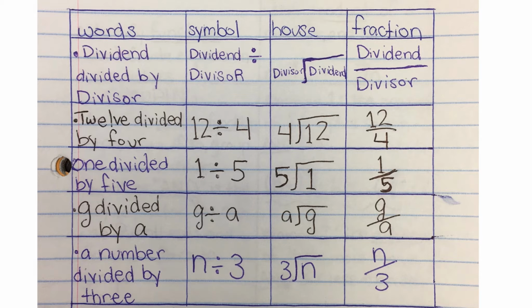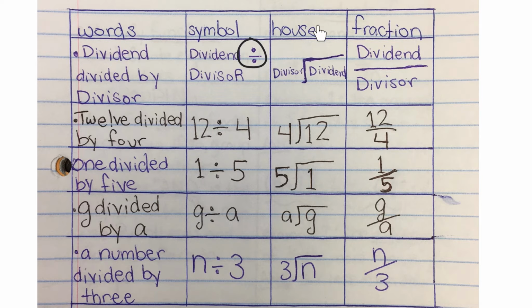This first row here shows us not the numbers themselves, but the dividend and the divisor, and how they're going to be placed with each of the different ways of writing it. First off, it's not too bad. It's just the words. We get the dividend is divided by the divisor. So the dividend comes first. When you're using a symbol, the dividend comes first, and then your divisor.